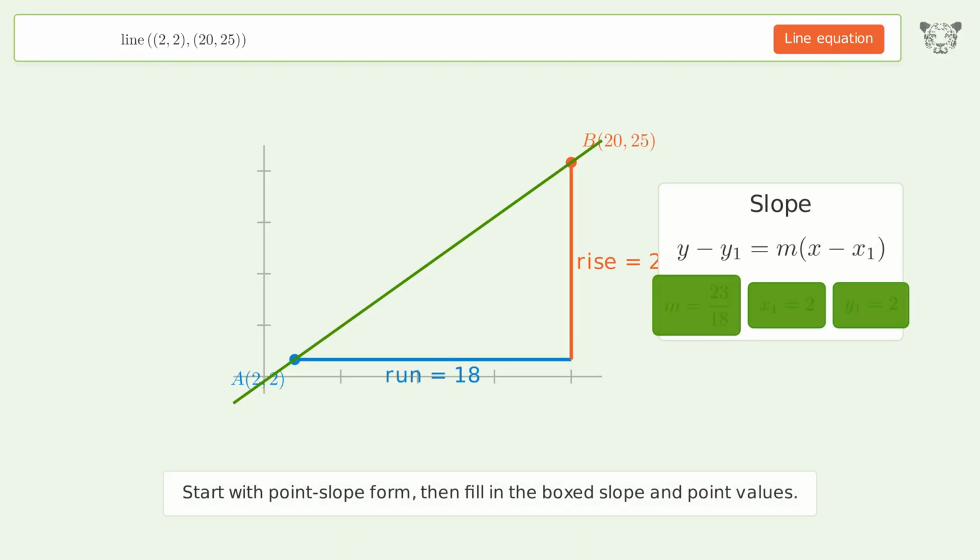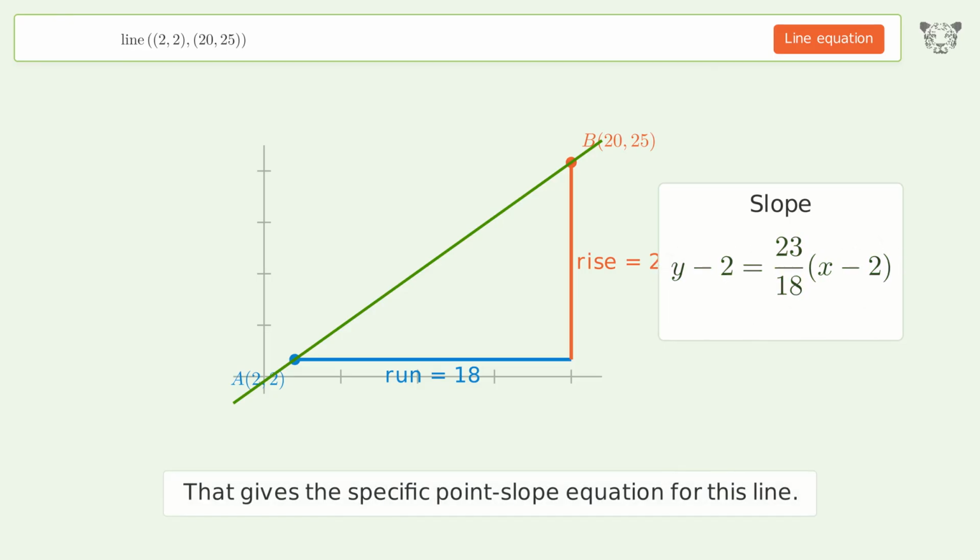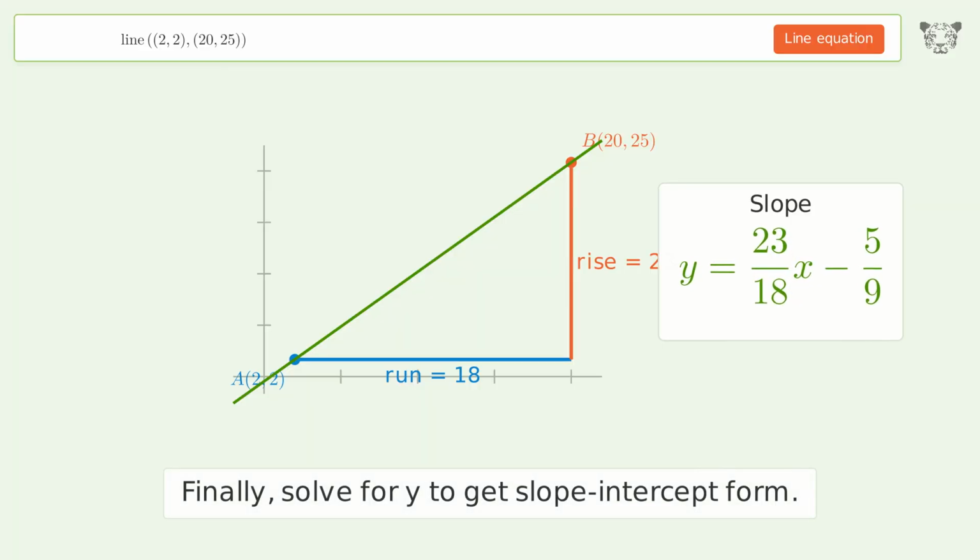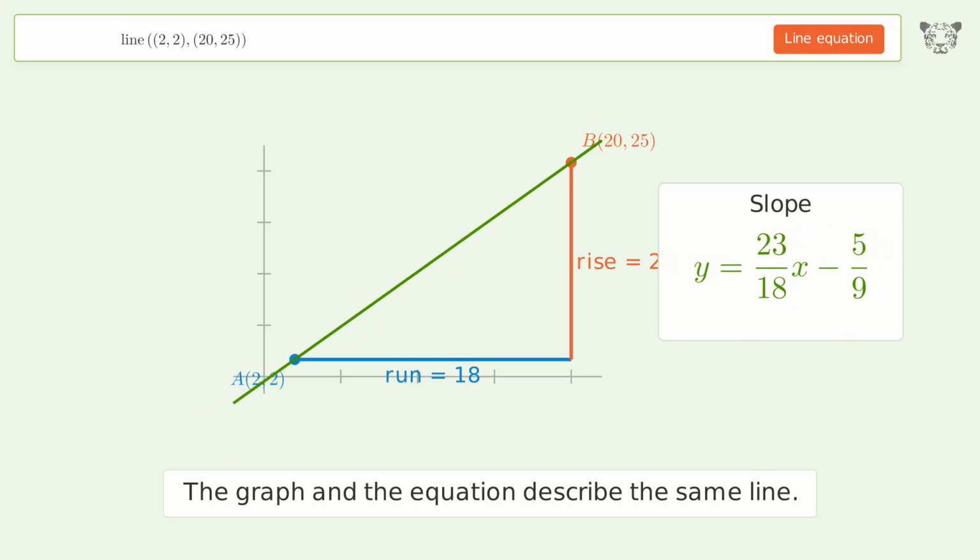Start with point slope form, y minus y1 equals m times x minus x1. Then fill in the boxed values. Slope is 23 over 18, x1 is 2, and y1 is 2. That gives the specific point slope equation for this line. Finally, solve for y to get slope intercept form. The graph and the equation describe the same line.